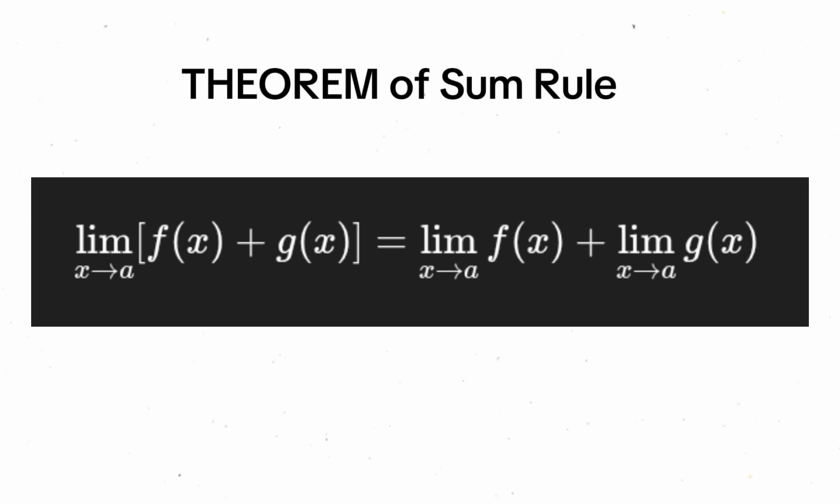Now, we have the theorem of the sum rule. The limit of f of x plus g of x as x approaches a is equal to the limit of f of x as x approaches a plus the limit of g of x as x approaches a. Now, I have an example.